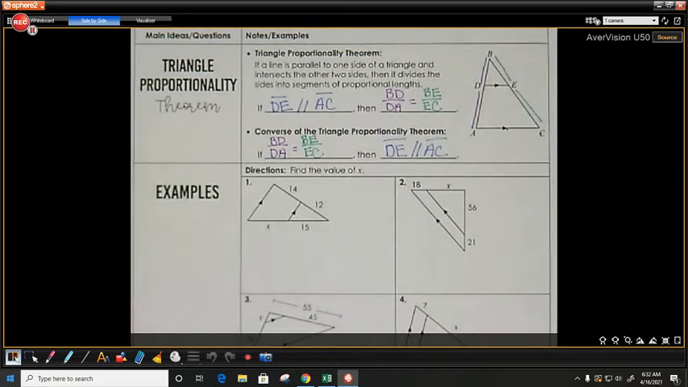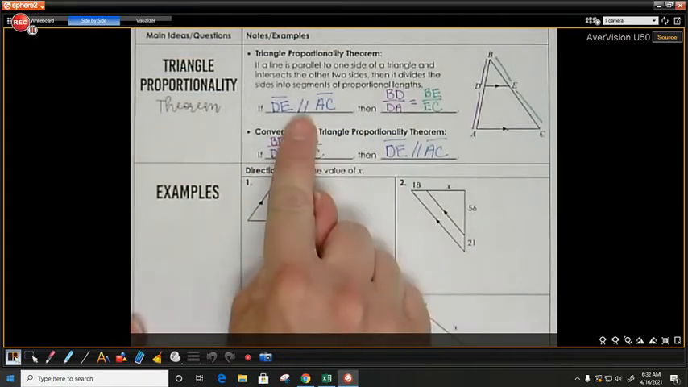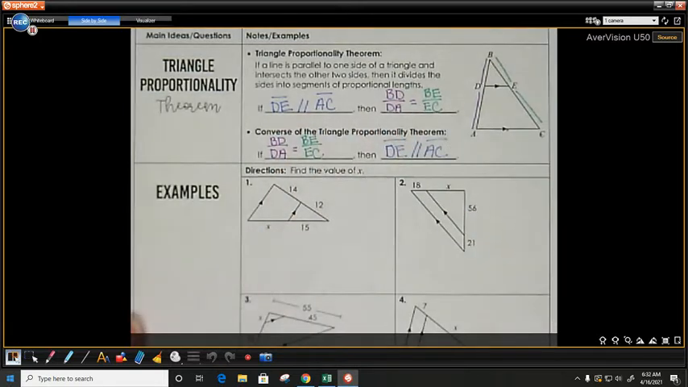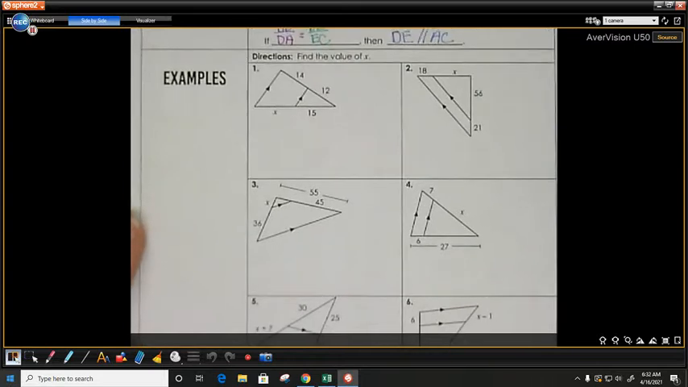Okay, so it works both ways. If we know the two segments are proportional to each other, then we know the lines are parallel. If we know the two lines are parallel, then we know the segments that the parallel lines break the triangle into are proportional. Okay, so we're going to now use these theorems to find different pieces of our triangle.